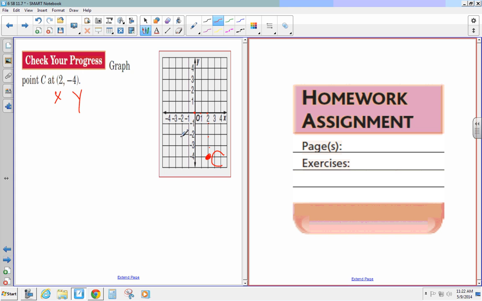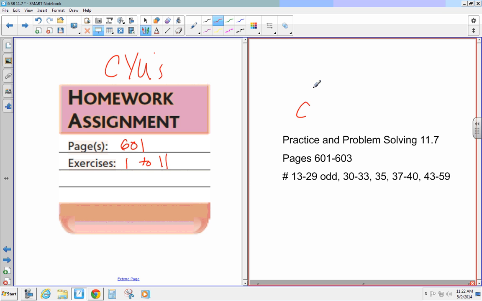All right. That's it for the coordinate planes. You're going to be responsible for the CYUs that are on page 601. And you're doing numbers 1 to 11. And we'll do this part, of course, or at least some of it, in our classwork. Good luck.